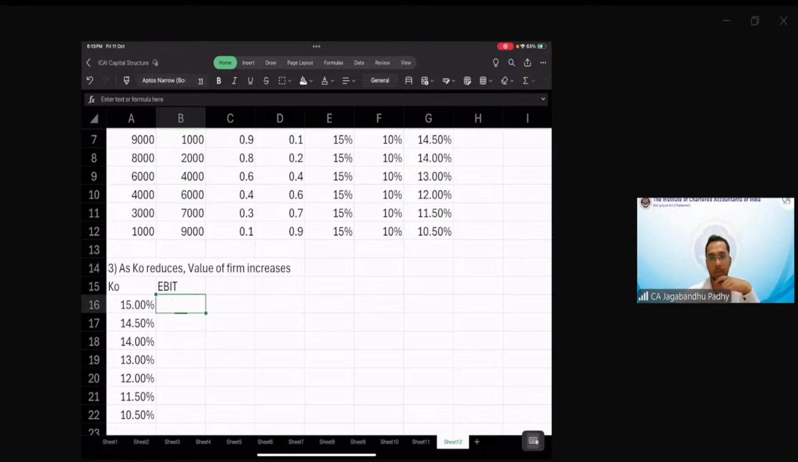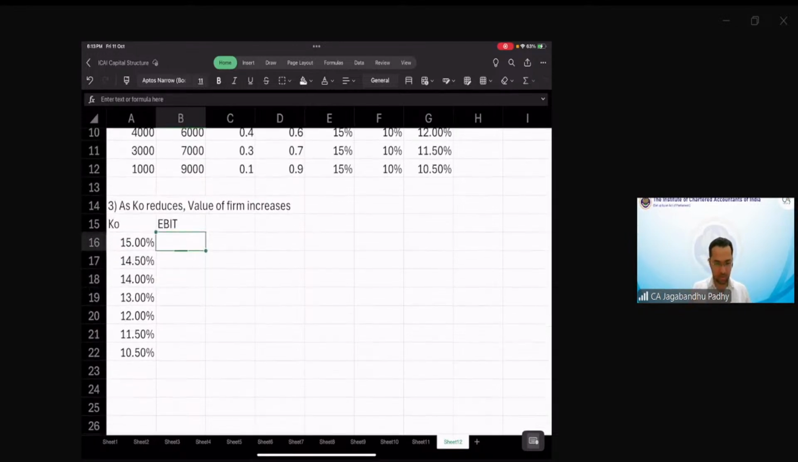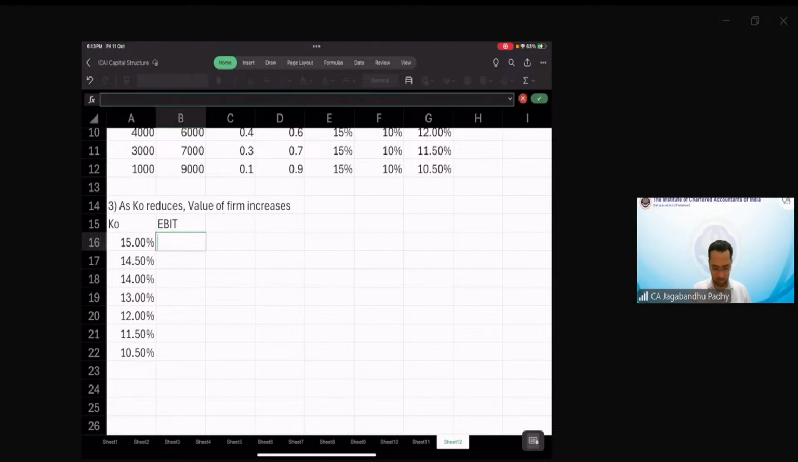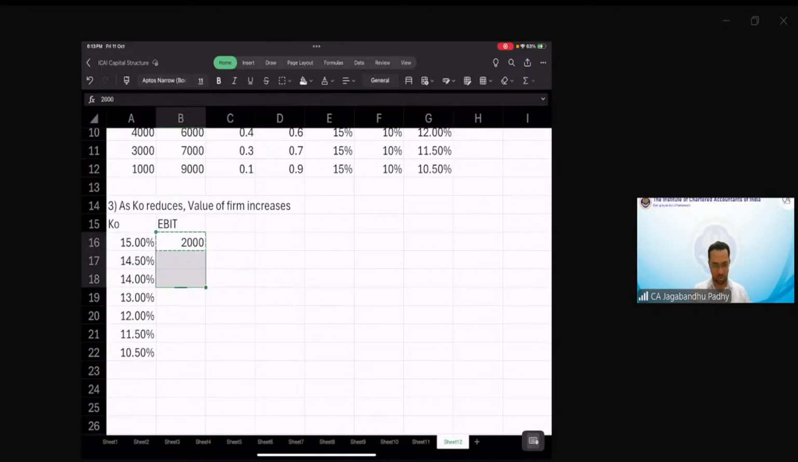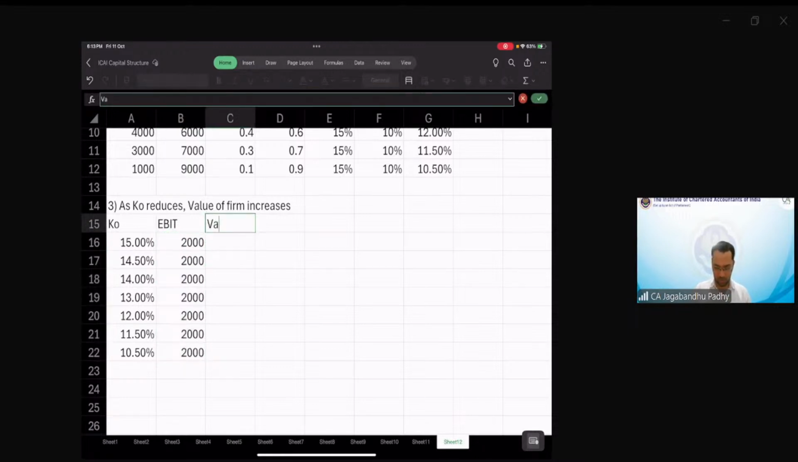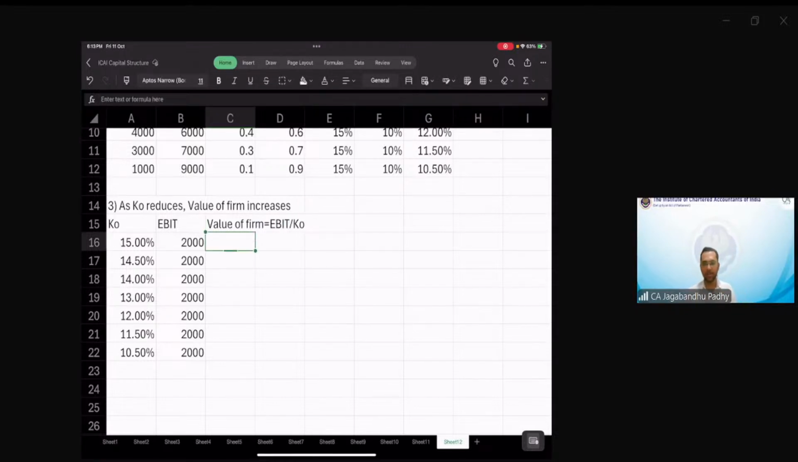Yeah. So EBIT, is it going to change? It will not change, right? Because of change in capital structure. Why would your EBIT change, right? So let us say EBIT is 2000. So EBIT is remaining same. What do you feel about the value of the firm? How do you compute value of the firm? Value of the firm will be EBIT upon KO. This is the formula that we already covered, right? Value of the firm will be EBIT upon KO. Correct?